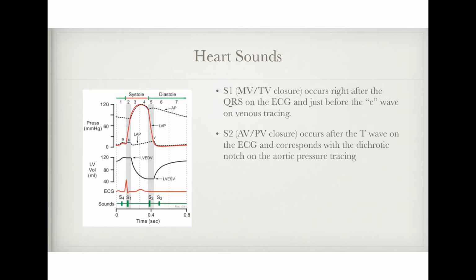S2, which represents aortic and pulmonic valve closure, occurs shortly after the T wave on the ECG tracing as the left ventricle relaxes. And it corresponds with this little dip in the aortic pressure tracing, which is called the dicrotic notch.